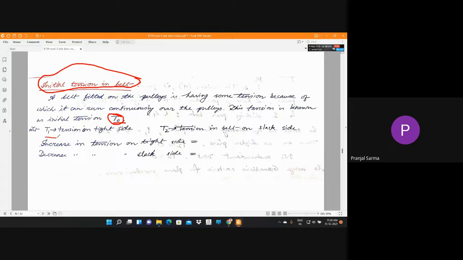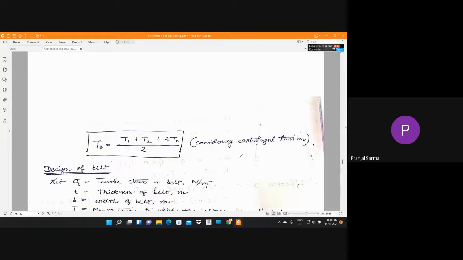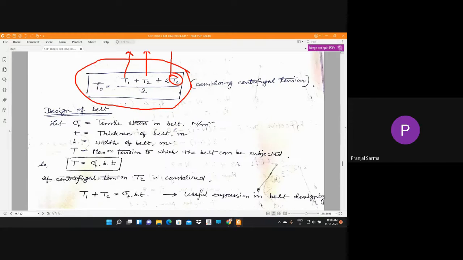Let's consider T1 to be the tension in the tight side, just like in the previous case, and T2 the tension in the slack side. From there, we can keep on deriving, and ultimately, if you consider the centrifugal tension, the initial tension is T naught equal to (T1 plus T2 plus 2 times the centrifugal tension TC) divided by 2. This TC is the centrifugal tension, which we have also considered.